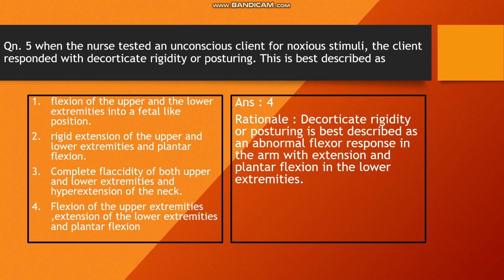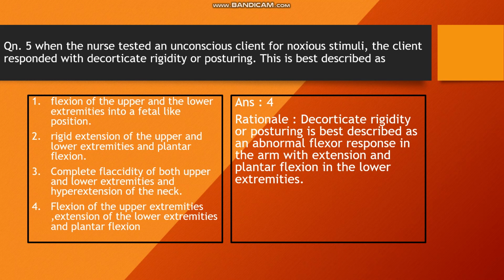Next one. When the nurse tested an unconscious client for noxious stimuli, the client responded with decorticate rigidity or posturing. This is best described as flexion of the upper and the lower extremities into a fetal-like position, rigid extension of the upper and lower extremities and plantar flexion, complete flaccidity of both upper and lower extremities and hyperextension of the neck, flexion of the upper extremities, extension of the lower extremities and plantar flexion. Answer is 4. Flexion of the upper extremities, extension of the lower extremities and plantar flexion.